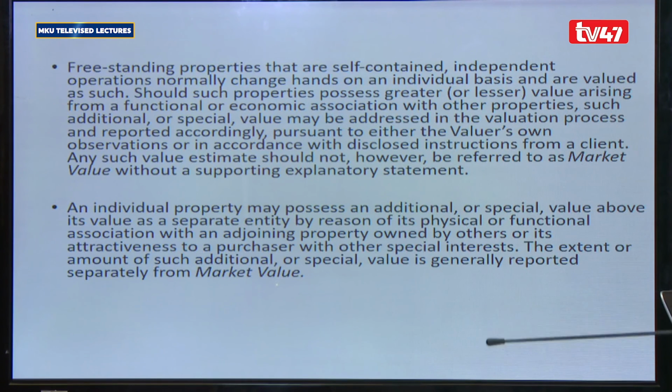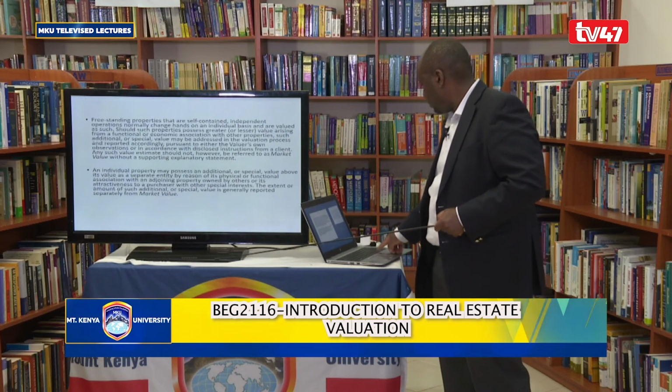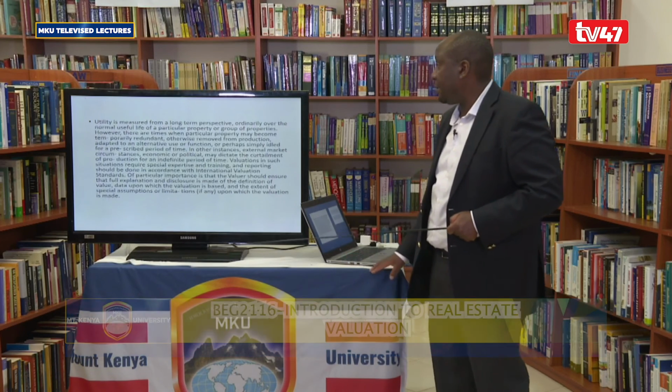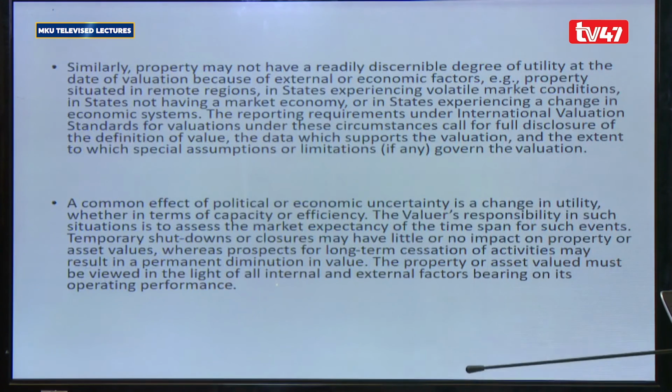A property could possess additional or special value, above its value separate from the entity, by reason of its location or its functional association to adjoining property or others, and this could bring attractiveness to the buyer. Beyond the utility that is seen from similar properties, it could therefore have higher utility, and therefore higher value. Utility is measured from a long-term perspective, ordinarily over the normal useful life of a particular property.